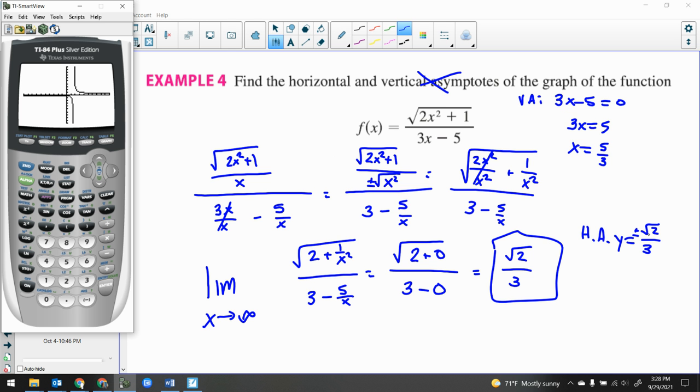Think about radical 2 over 3. Well, what is radical 2 over 3? The square root of 2 is like 1.4 divided by 3, like 0.8 or something like that. 0.8, negative 0.8. Yeah, just above there. Just above.